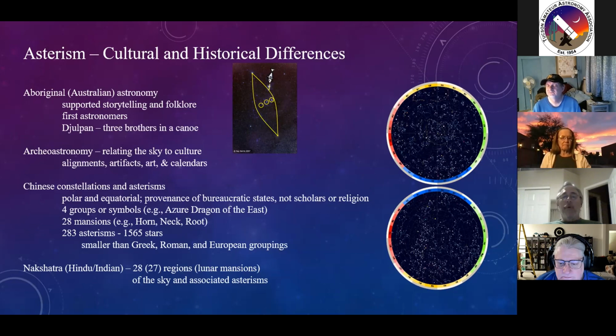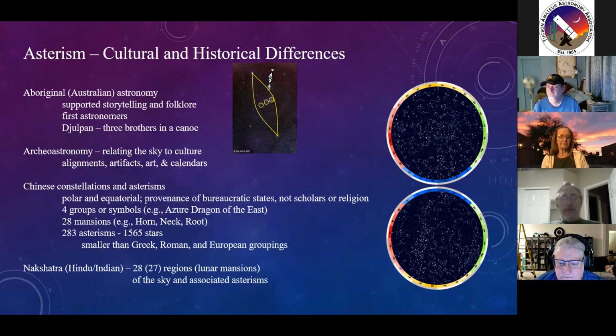And like I say, for the most part, their groupings, their patterns were much smaller than the Greek, Roman, and European groupings that we've typically come to know. And of course, we know that in the European, Greek, and Roman patterns, we see all sorts of sizes. There's no one set size. There's no standard with respect to size. We see some very large constellations or asterisms, and we see some very small ones too.